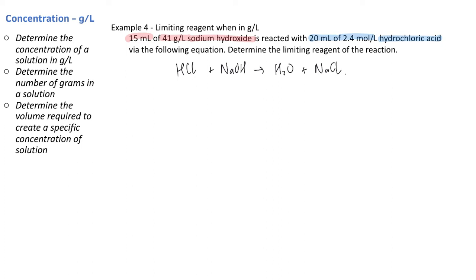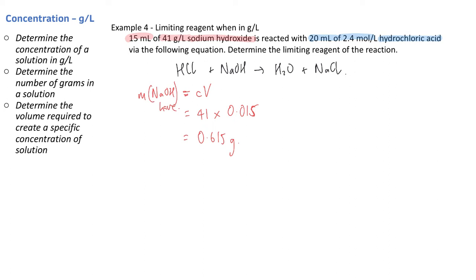So now we have to determine the limiting reagent. First of all, we'll start with the sodium hydroxide. We're going to work out the mass of sodium hydroxide that we have in that 15 mL. We have concentration times volume, so it would be 41 grams per liter times 0.015 liters, which happens to be 0.615 grams. That's the amount of sodium hydroxide that we have.